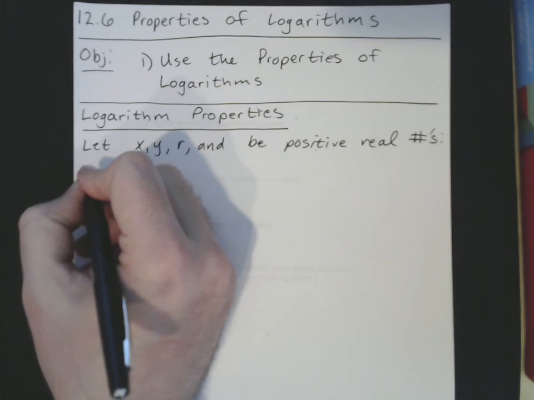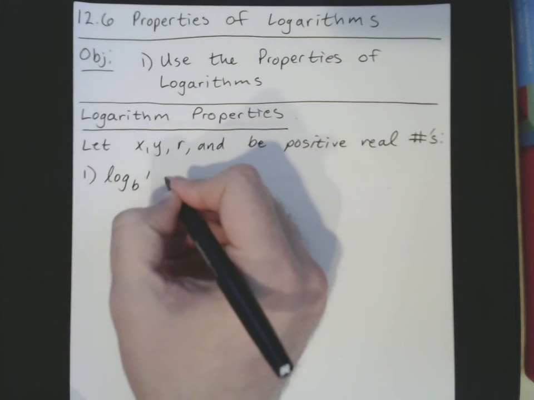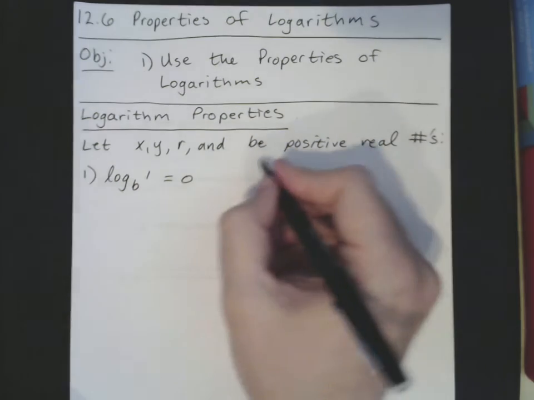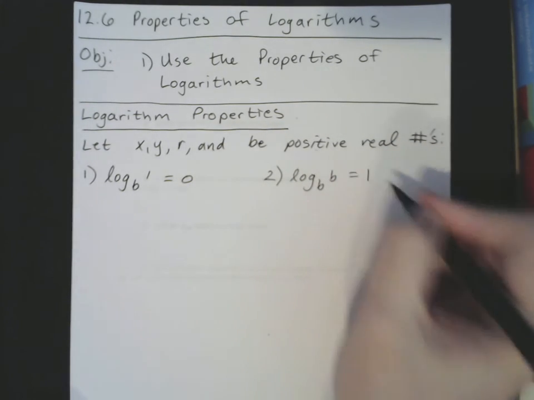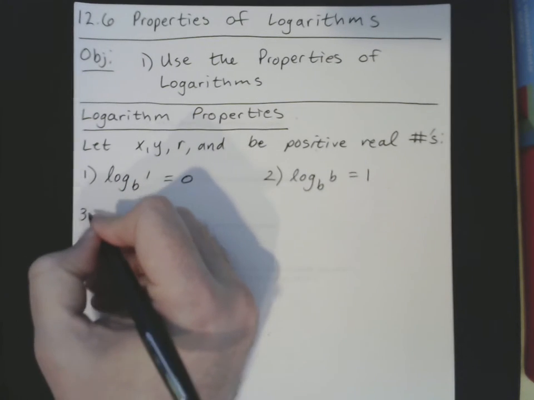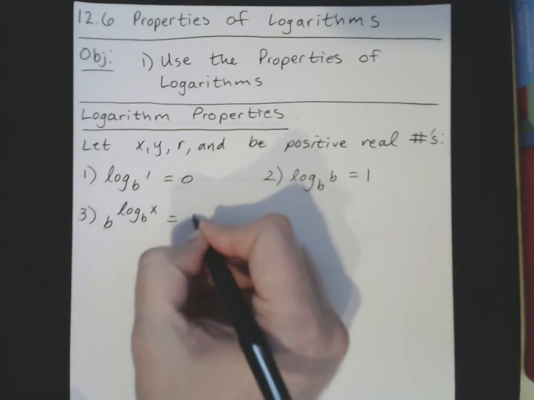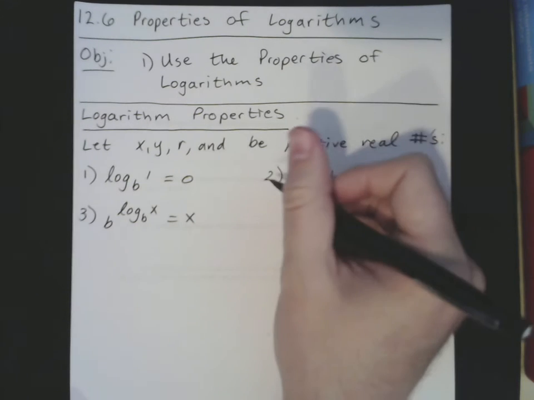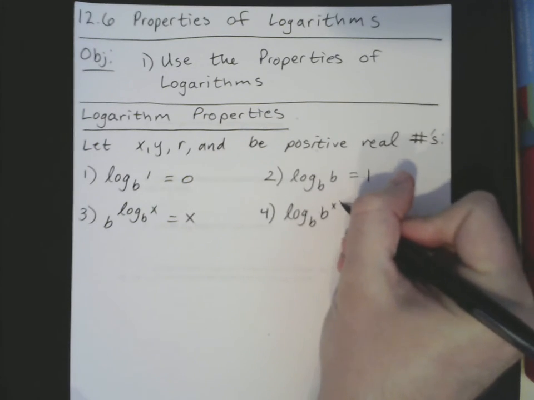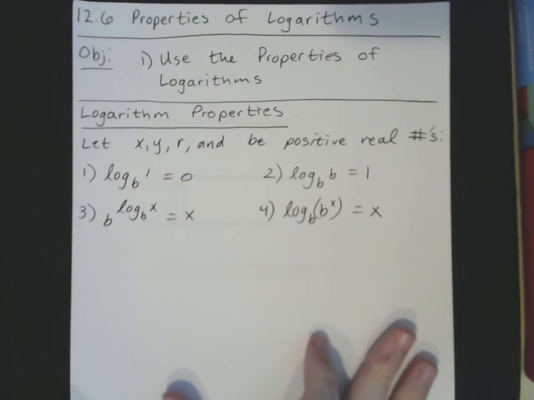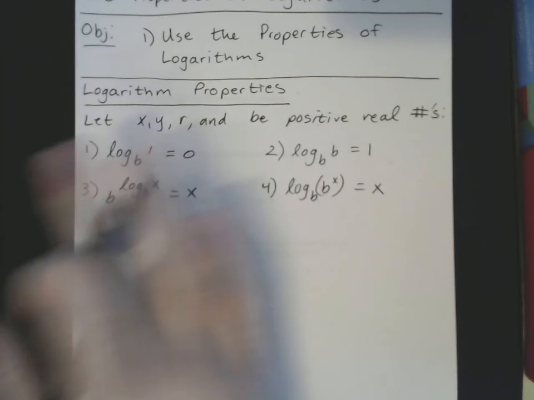So number one, these are ones we saw last time. Log base b of 1 is always 0. Number two, log base b of b is always 1. And number three, b to the log base b of x equals x. Number four, log base b of b to the x still equals x. So these are the ones we saw. We also had the last one about the 0, but we're not going to write that here. But these are the properties we saw in the last section.